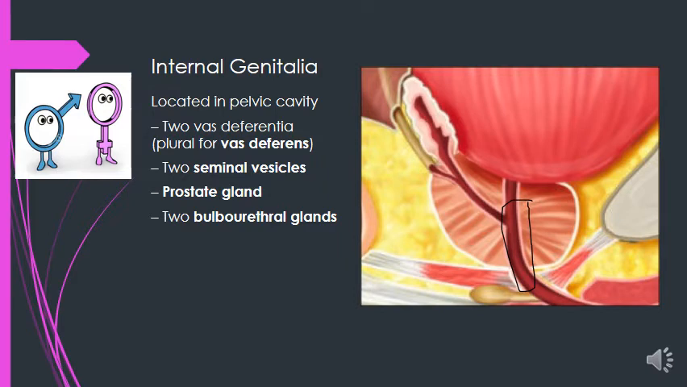Okay, two seminal vesicles. These are the seminal vesicles, which are two in number, or paired, and the prostate gland, as you can see here in the diagram. This is the prostate gland, and two bulbourethral glands, where it is here. So all these are known as internal genitalia, and these are present in the pelvic cavity.